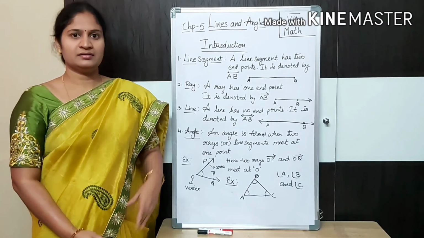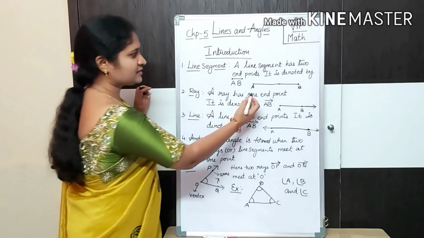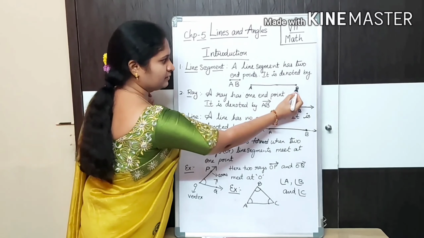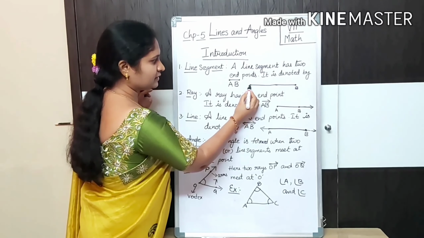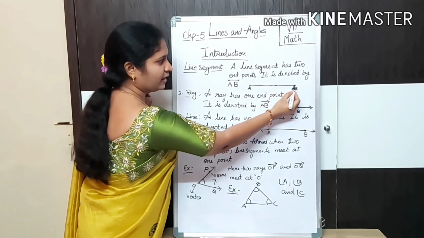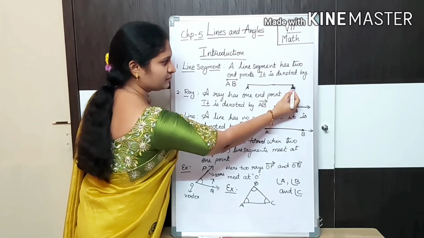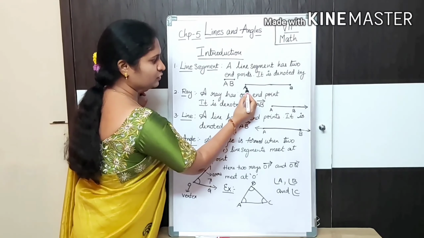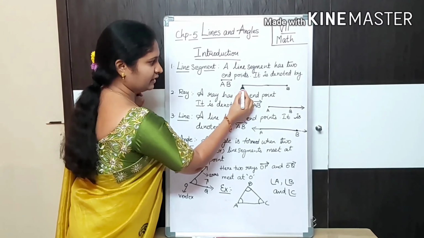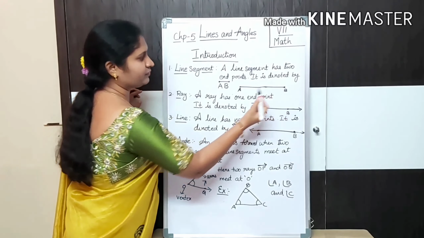First definition is line segment. A line segment has two endpoints. It is denoted by AB. If you observe here, the starting point is A and the ending point is B. So it is having two endpoints at A and at B.